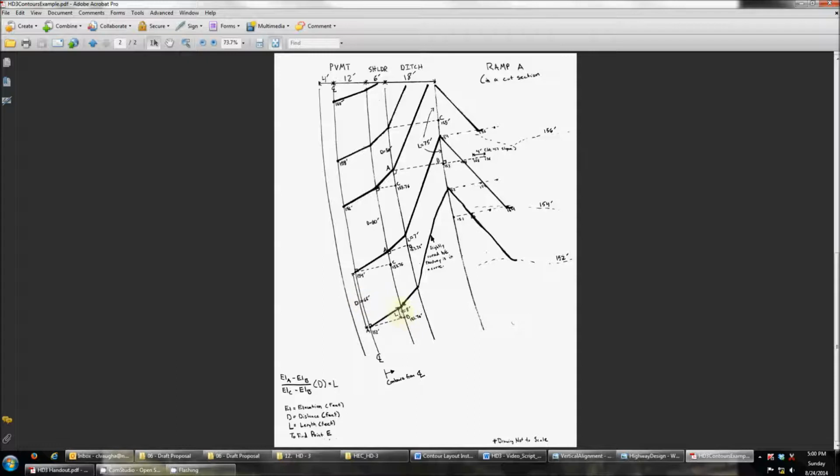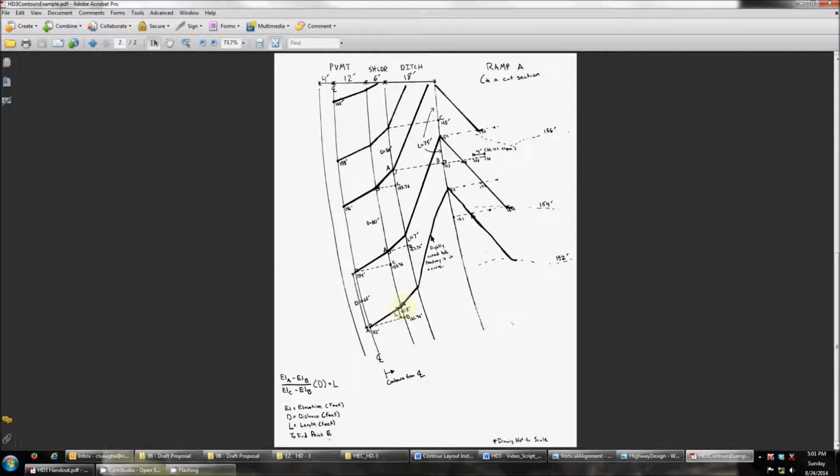L is the distance we want to find because that's going to help us know where to mark this point E, I guess is what it's being called, which is where the 152 contour point falls on the edge of pavement. So when you plug all of that into that equation, you can find that L distance to be about 8 feet. I think it comes out to 7.8 or something like that. You're not going to measure tenths of a foot, so just work with easy whole numbers for feet, and that's going to be sufficient.